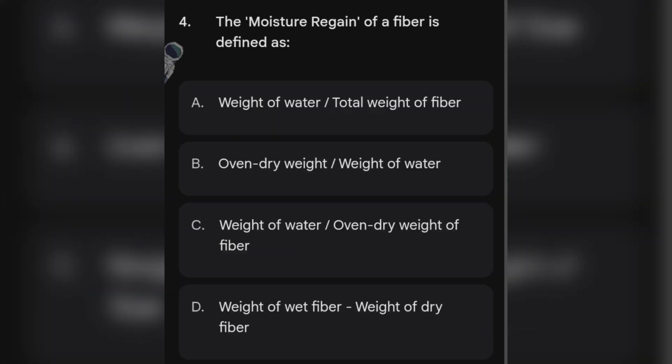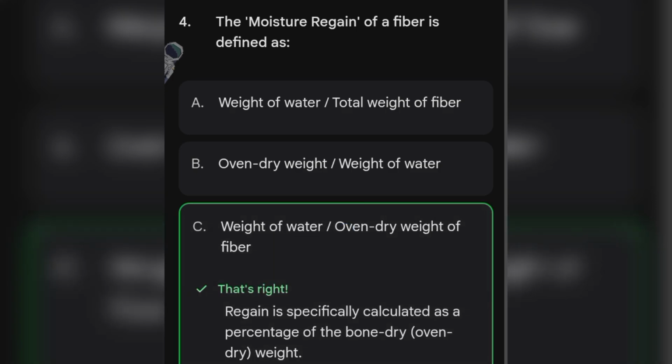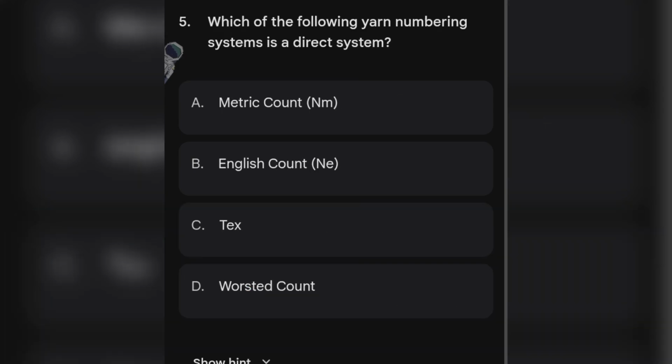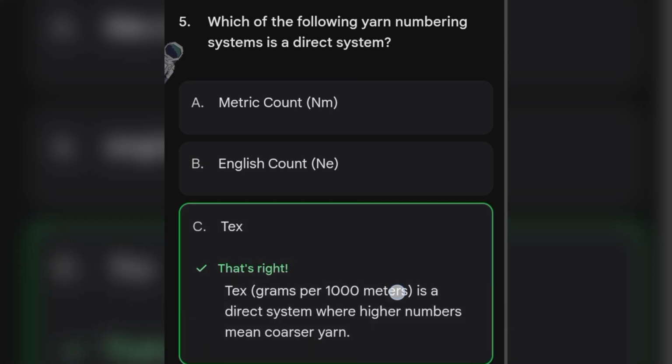The moisture regain of the fiber is defined as the weight of the water over the weight of the fiber, the amount of water the fabric retakes from the atmosphere. It is described by the moisture regain. It is a straightforward theoretical question. Which one of the following yarn numbering systems is direct? Metric count is indirect. English count is indirect. Tex, yes, it is a direct count.